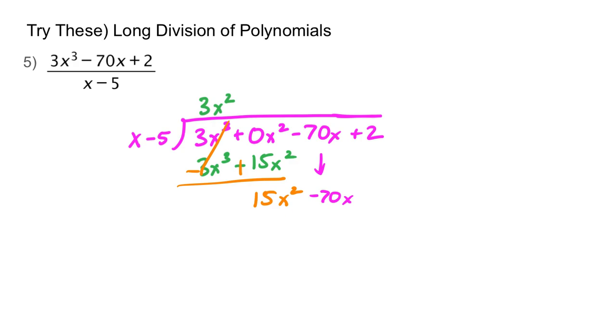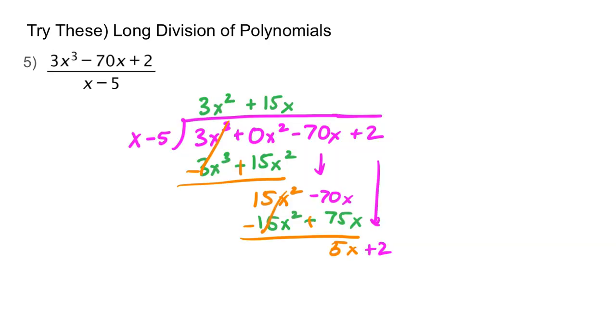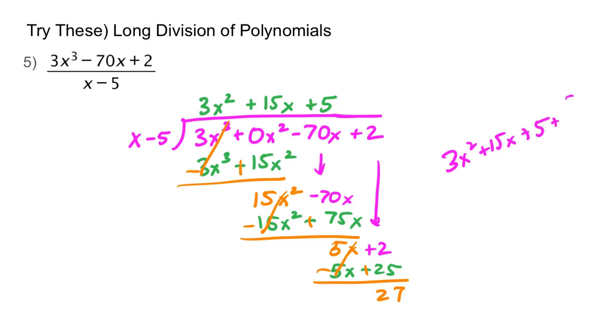And now figure out what times x will give me 15x squared. I'll distribute that through. I'll subtract. I'll bring down my next term. I now will look and say what times x will give me 5x. I'll distribute through my 5. I'll subtract. And I will end up with my final answer, which is 3x squared plus 15x plus 5 plus the remainder of 27 over x minus 5.